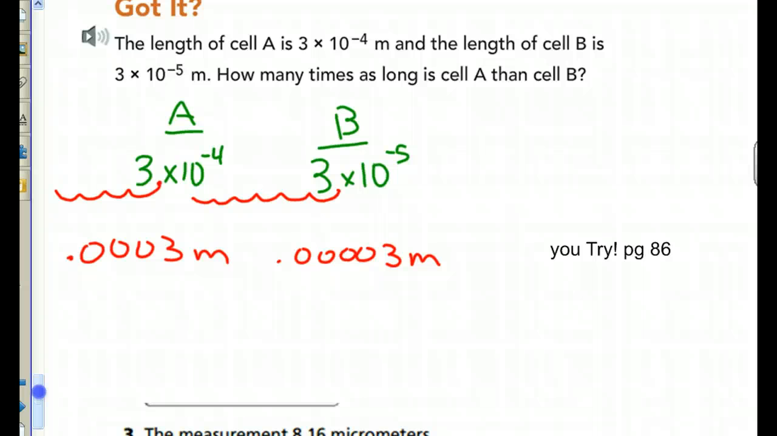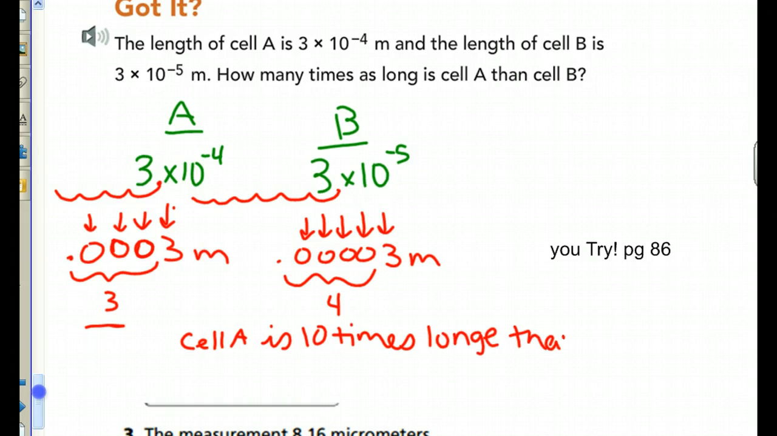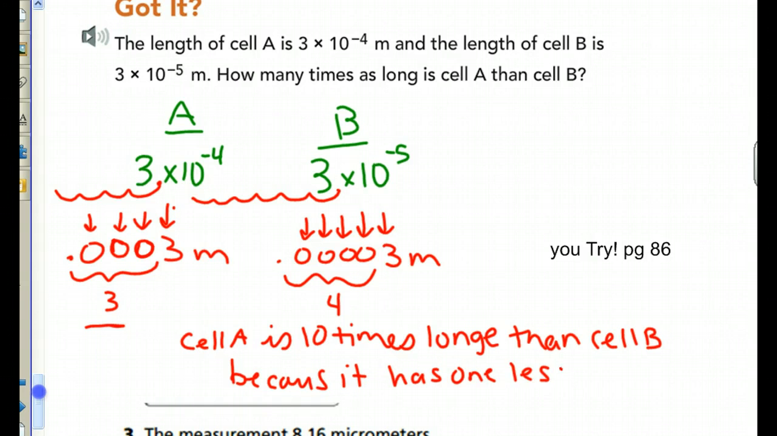So we know cell A is bigger because there's fewer zeros than cell B. Here there's 3 zeros, here there's 4 zeros, and a general rule, as long as it's exactly the same, is each one of these places equals 10 times more. So here we have 4 places. Here we have 3 over here. So we know that cell A is 10 times longer than cell B because it has 1 less place, 1 less zero.